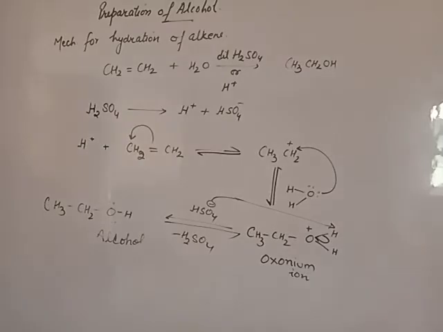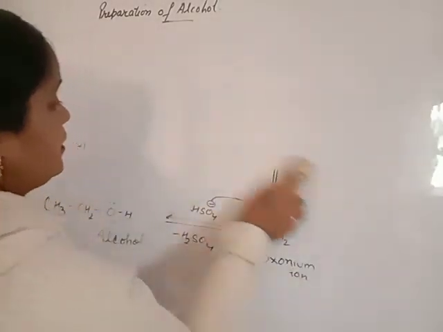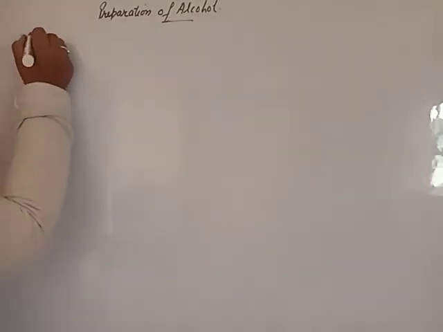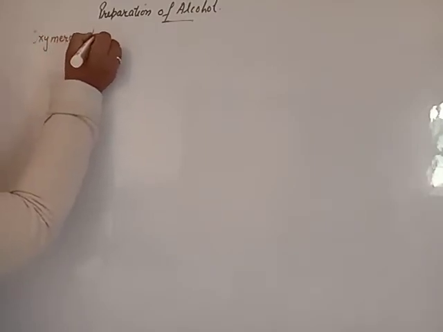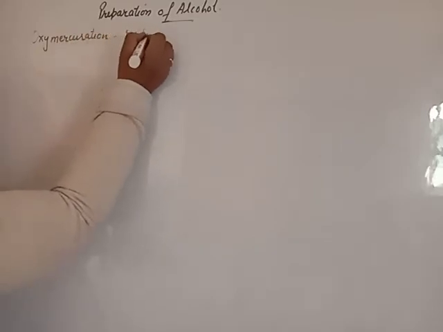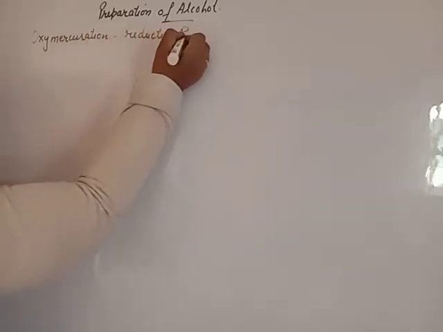Now, another topic: oxymercuration, demercuration reaction. Third one is the oxymercuration reduction reaction. Beta, what do you mean by the term oxymercuration? Oxymercuration means addition of oxygen as well as mercury.